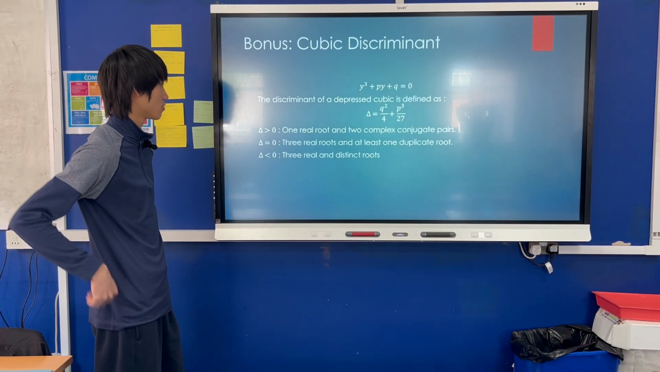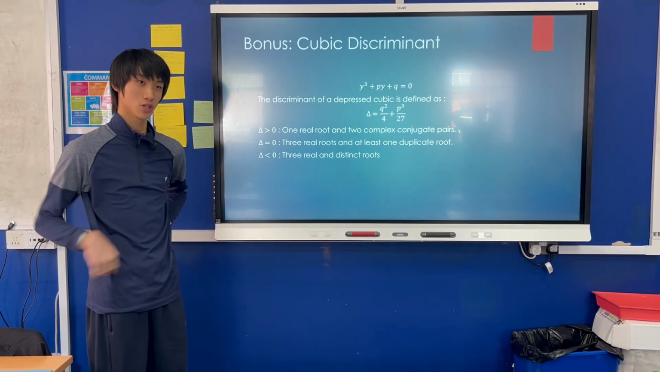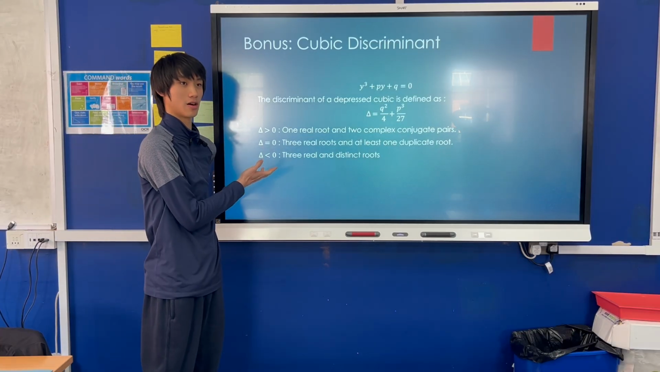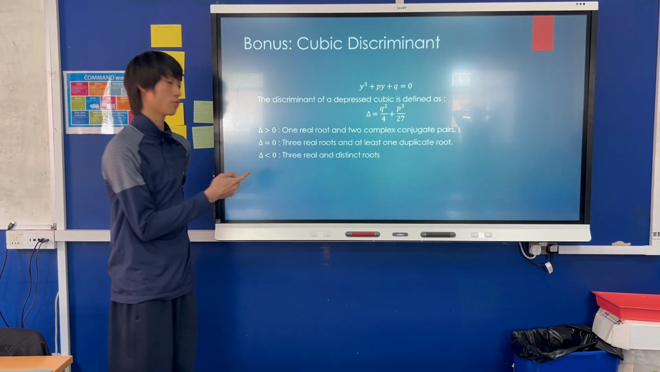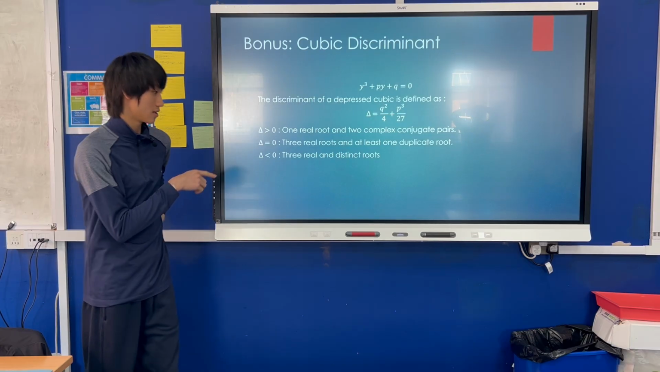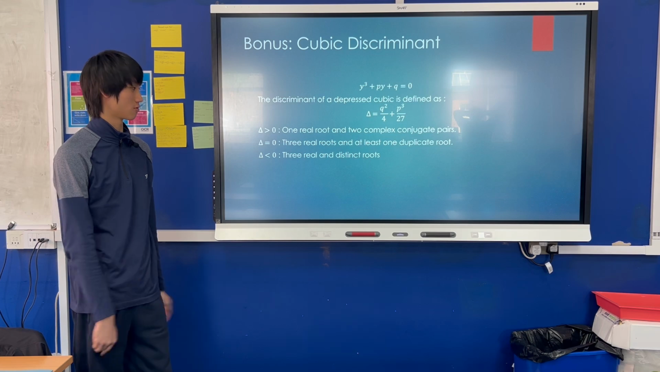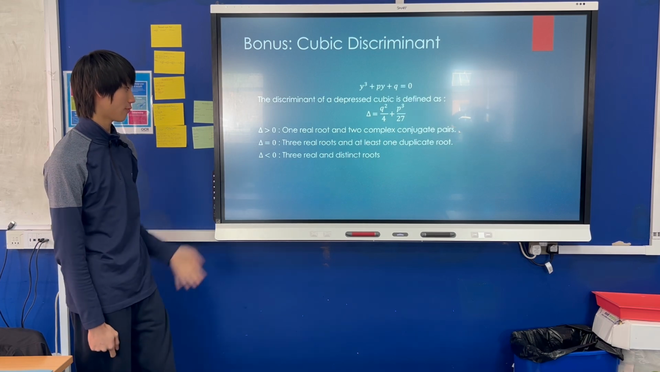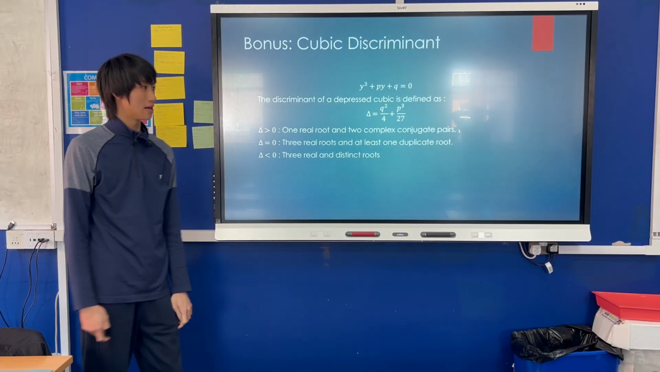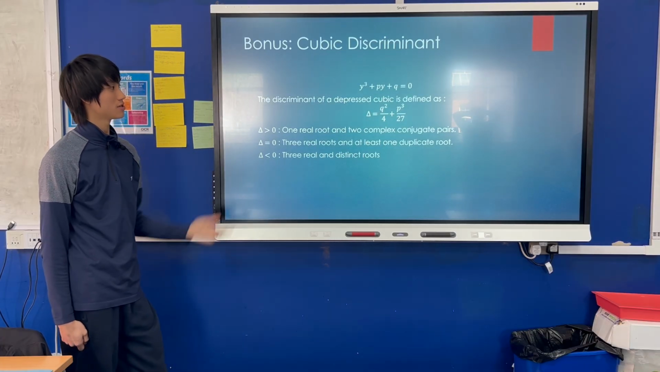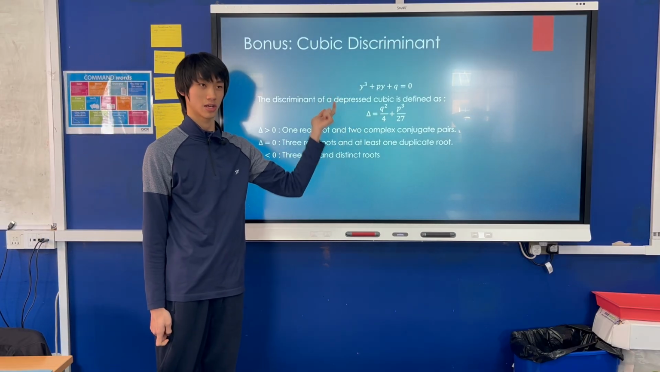If it's greater than 0, there's one real root and a pair of complex conjugate roots. What that means is there's only one x-intercept in the whole graph. And when it's equal to 0, there are 3 real roots and at least one duplicate root. So there's going to be a repeated root, and then one more root elsewhere in the graph. And the last option is 3 real and distinct roots, where all 3 of them cross the x-axis. And that's how we define the discriminant. That's pretty interesting. So you can know from the discriminant how many real solutions we expect.